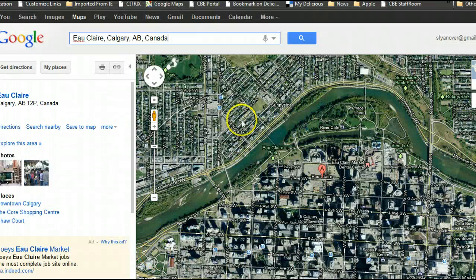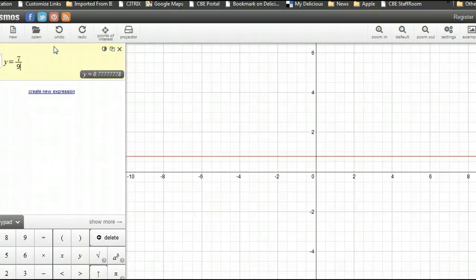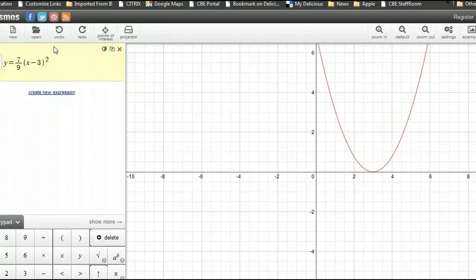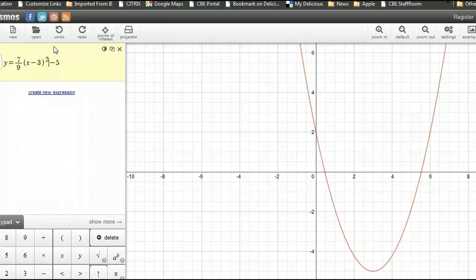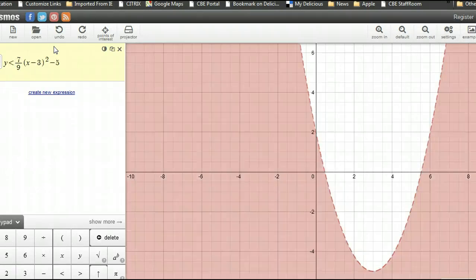Let's pop into Desmos and try that over here. y equals 7/9, 7 divided by 9, kick over a little bit, (x - 3), close brackets, squared, come out here, minus 5. Oh wait, sorry, not equals. What was it? y is less than. And here we are, shaded.